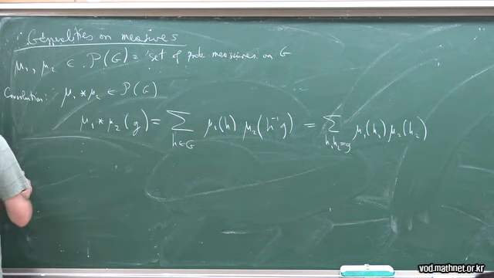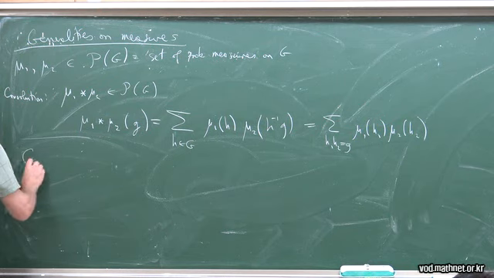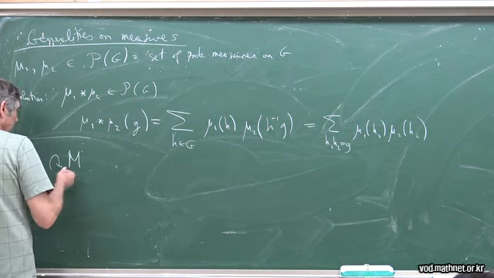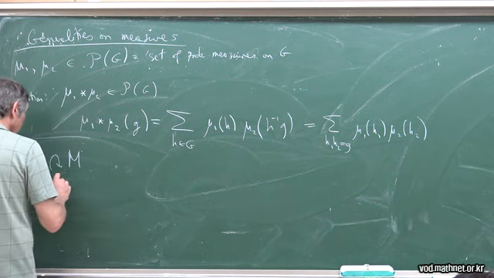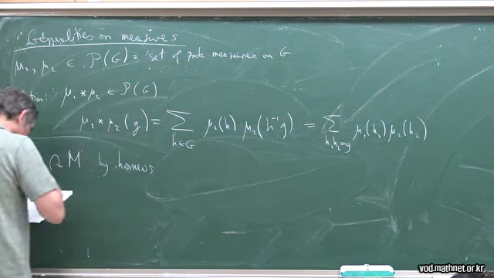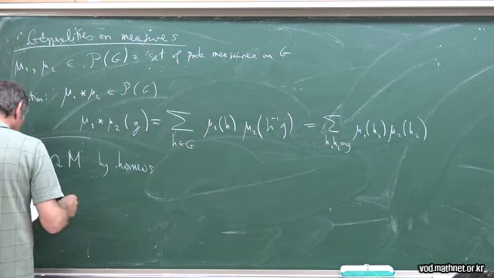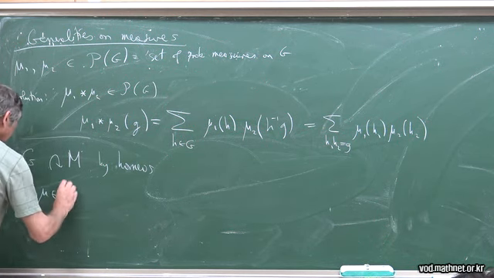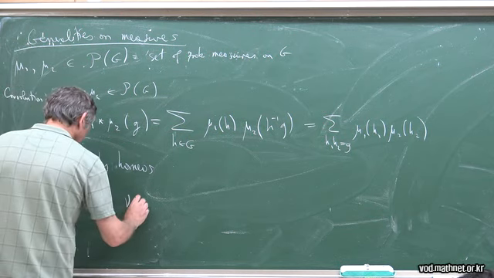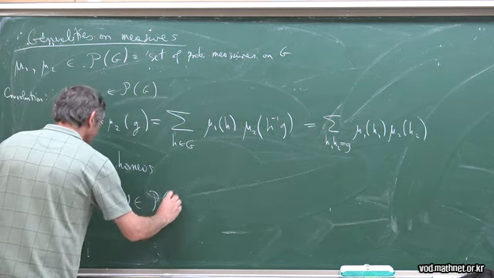Okay, now more generally, suppose your group is acting on some space M. M is some topological space, and the action is by homeomorphisms. And if I have a measure mu on G, a probability measure on G, and I have another measure that's a probability measure on M, right?